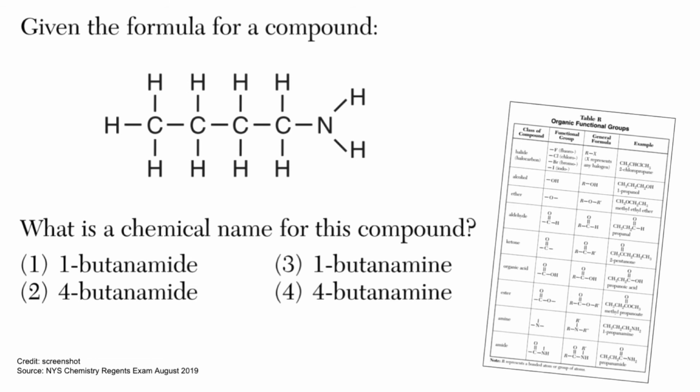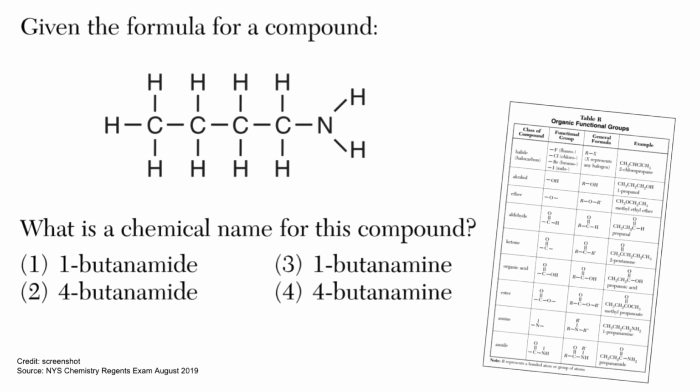So let's take a look at this compound in a little bit more detail. I see a nitrogen, so I know automatically that I must have either an amine or an amide, but I don't see a carbon double bonded to an oxygen. I don't see that carbonyl group. So that tells me that I don't have an amide. So 1 and 2, which both end in amide, are eliminated. It's either going to be 1-butanamine or 4-butanamine.